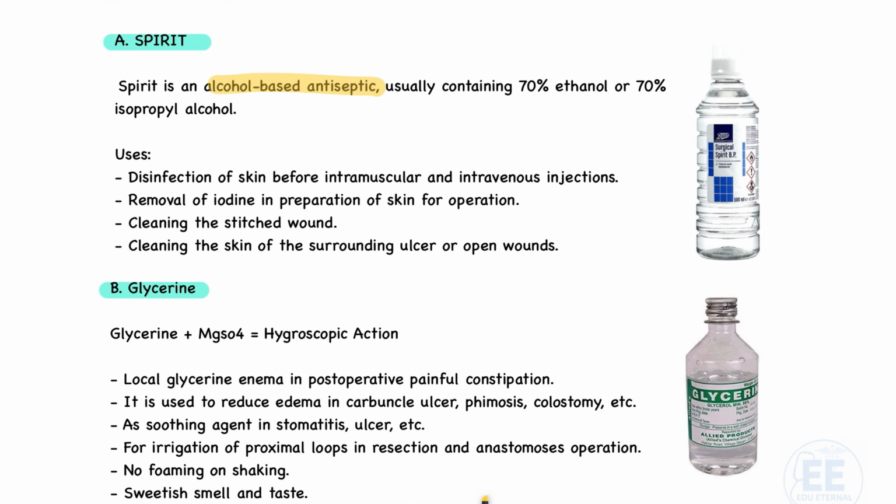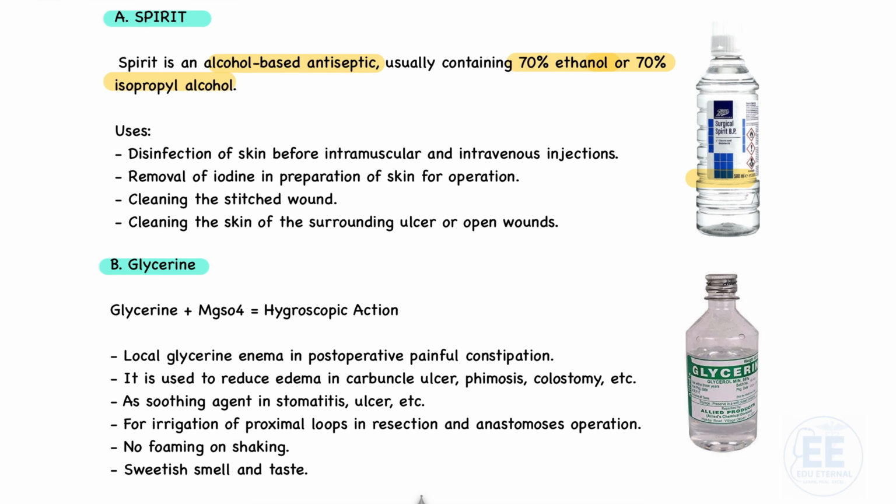First is spirit. Spirit is an alcohol-based antiseptic having 70% ethanol or 70% isopropyl alcohol. Uses of spirit include disinfection of the skin before any intramuscular or intravenous injections, then removal of iodine in preparation of the skin for any surgical operation, cleaning the stitched wound, cleaning the skin surrounding an ulcer or open wounds.